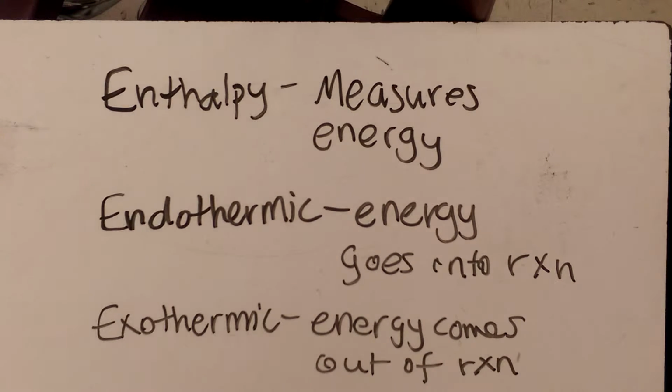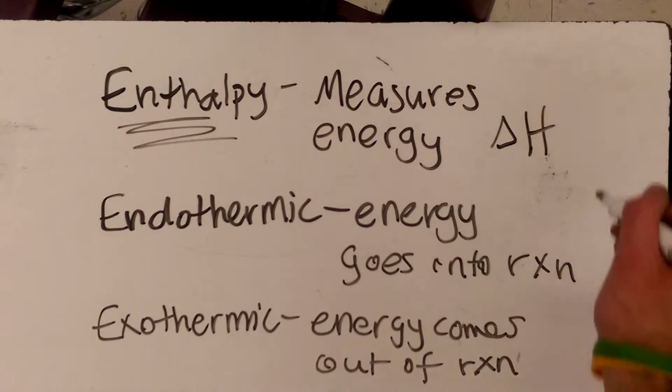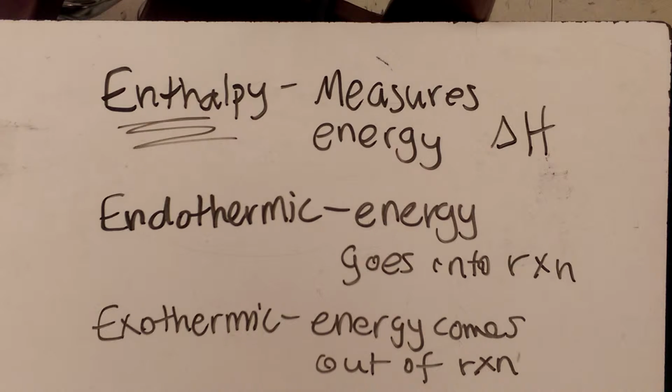So we've got this major idea of enthalpy. And we see that it really just measures whether energy is going into a reaction, whether it's coming out, whether energy is required, or whether we're going to get something back out after the reaction is run. Enthalpy also has the characteristic variable of delta H. So that's that triangle and H. So there's our variable for enthalpy.